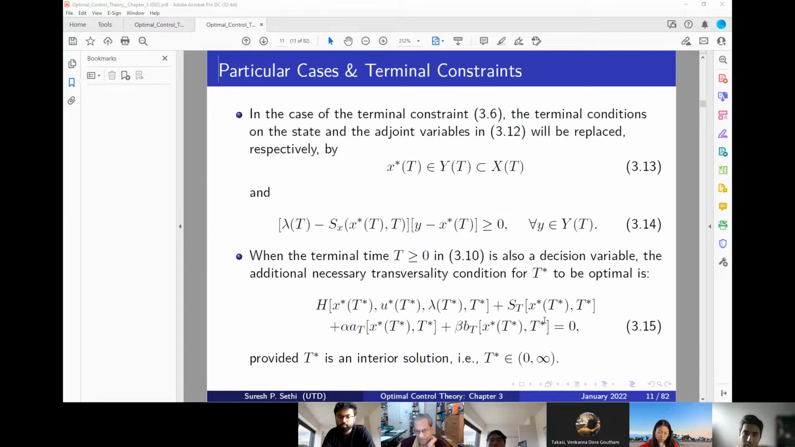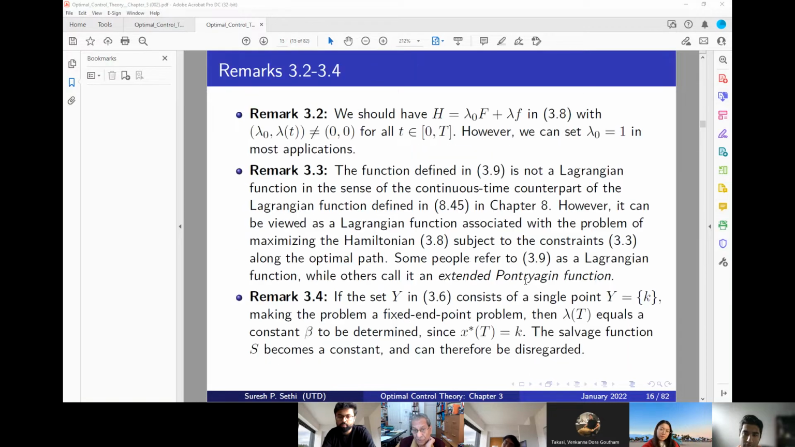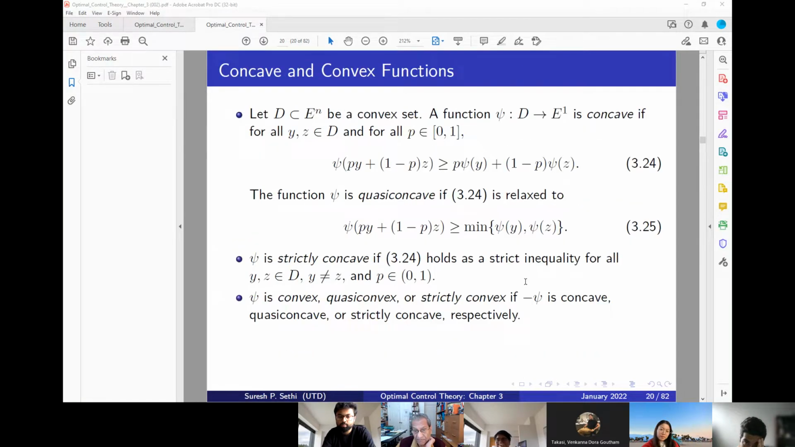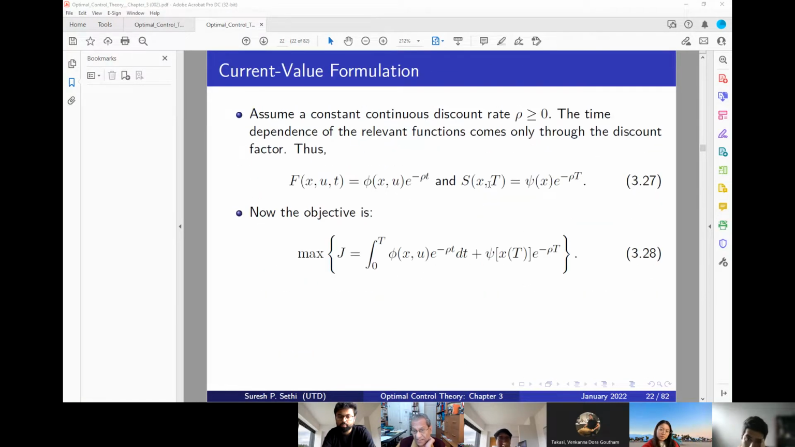This equation. You see alpha, beta, everything is same, but remember S sub t is not S anymore because S sub t was changed to psi times this. You see, S is now psi x e to the minus rho t.